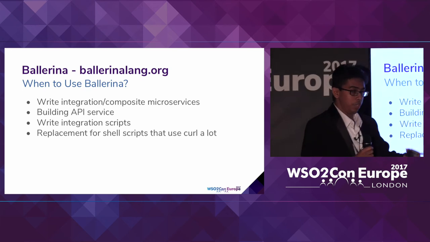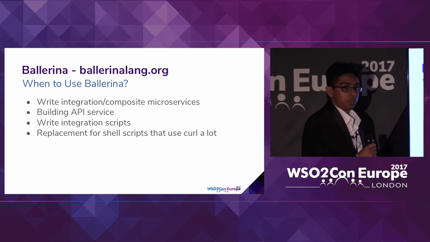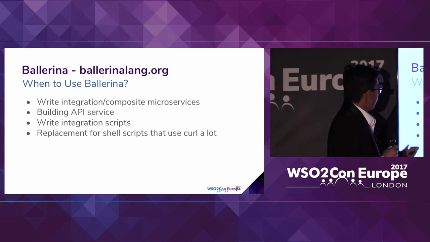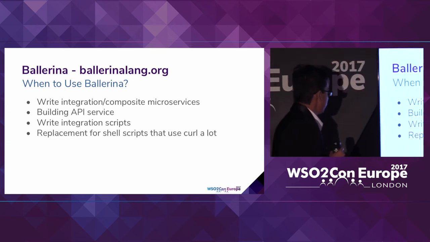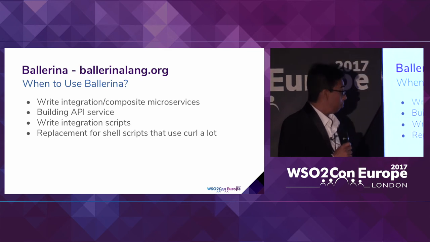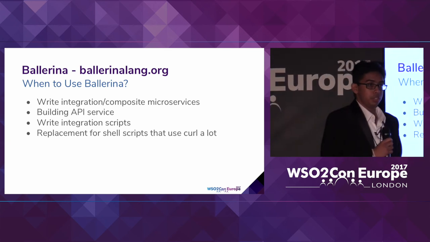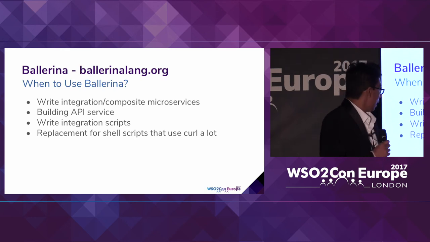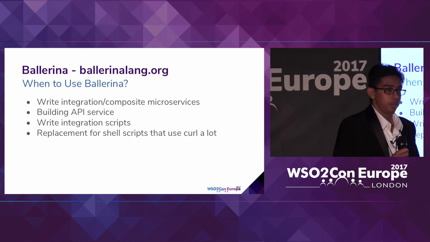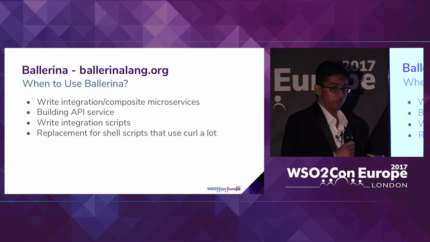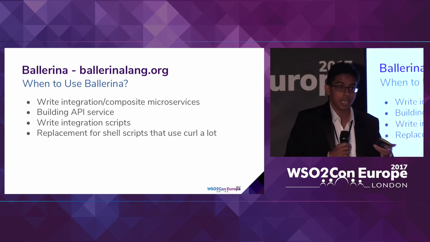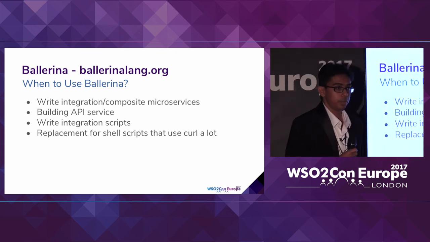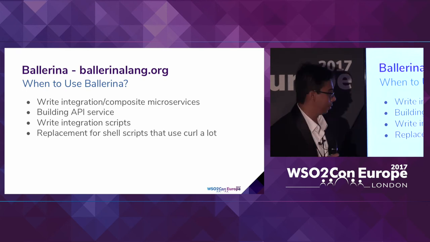So we can go into the details as we proceed throughout today's talks, but the key motivation behind Ballerina is to provide a technology to write integration or composite microservices. You can also use this to build API services. At the same time, you can write different integration scripts, or use this as a shell script replacement for scripts having a lot of network communications. And Ballerina will be used as a technology in most of our next generation products, including API Manager and Enterprise Integrator in the future.